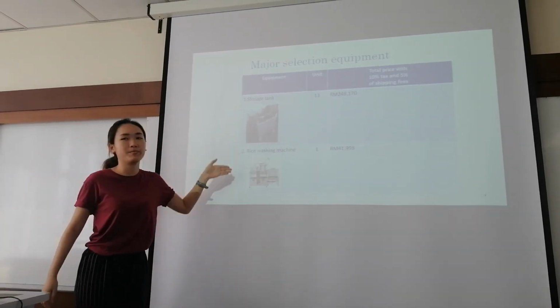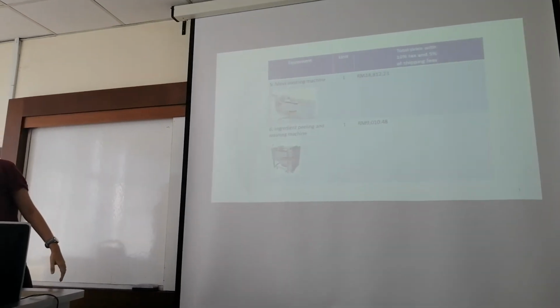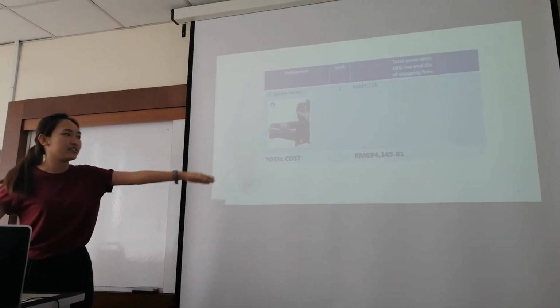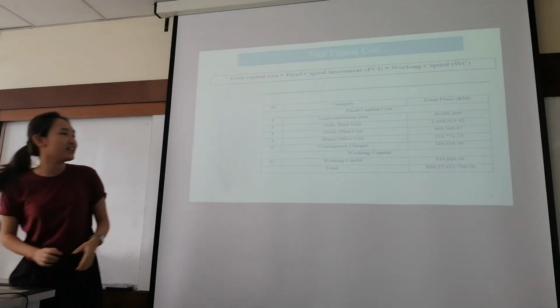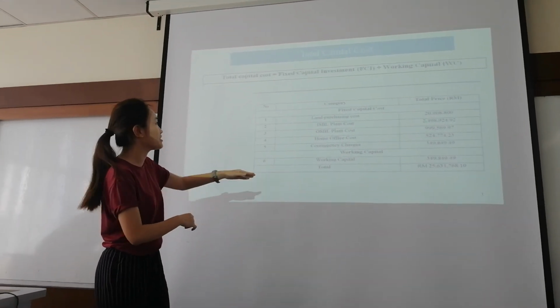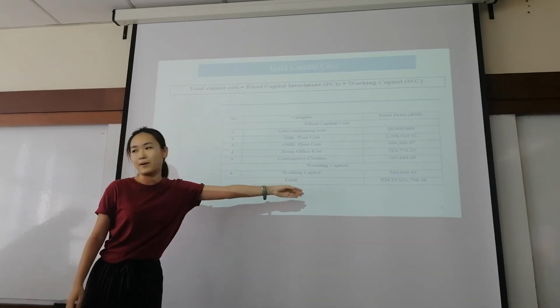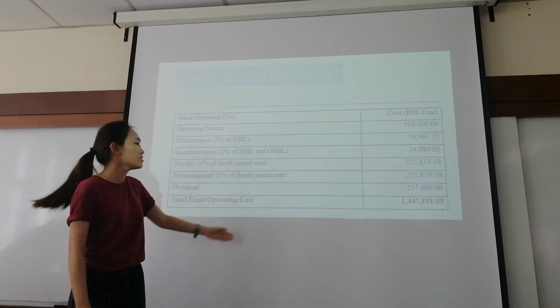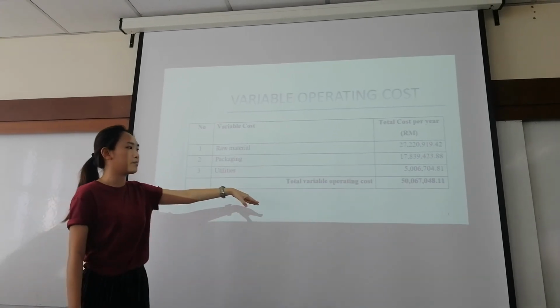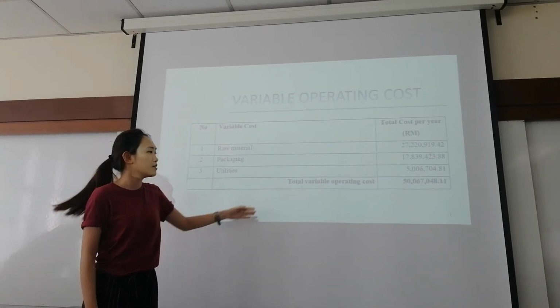So these are the equipment and the price of the equipment. The total will be around 694,145 ringgit, and the total capital cost will be that amount. Next one will be the fixed operating cost, which will be 1 million plus. And then the total variable operating cost will be 50 million.